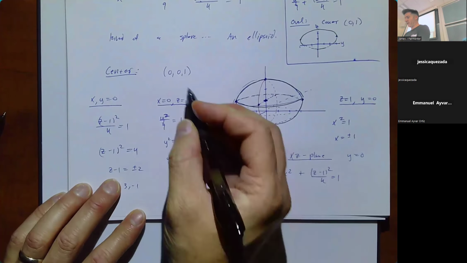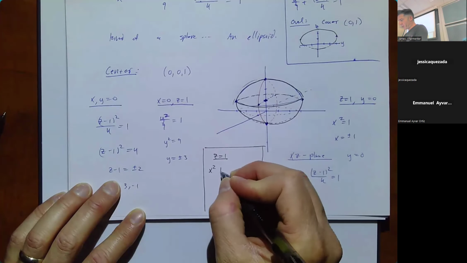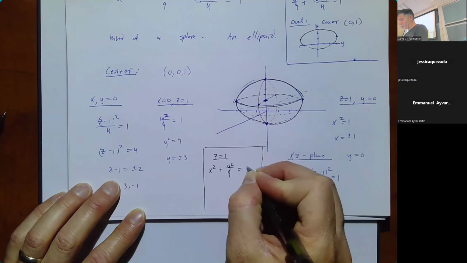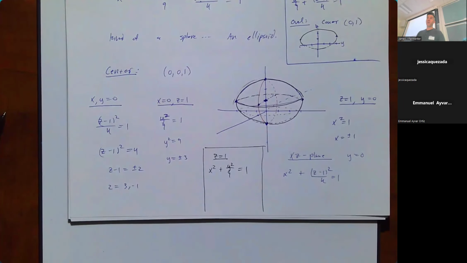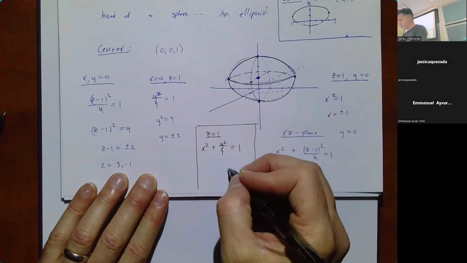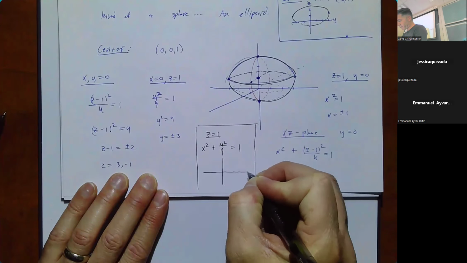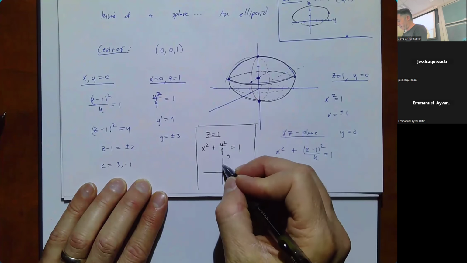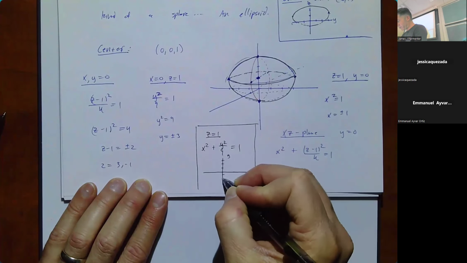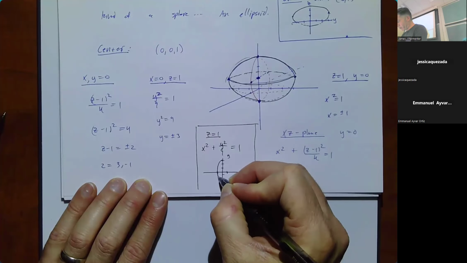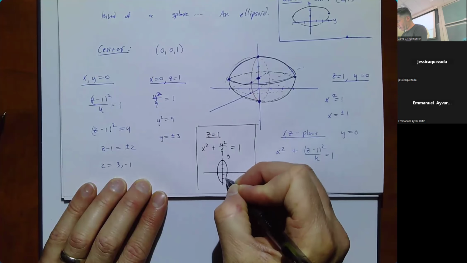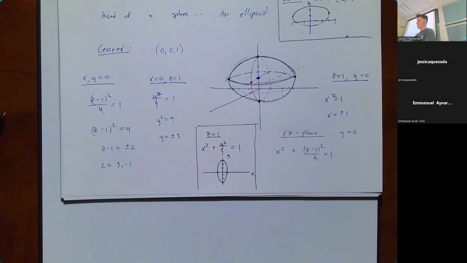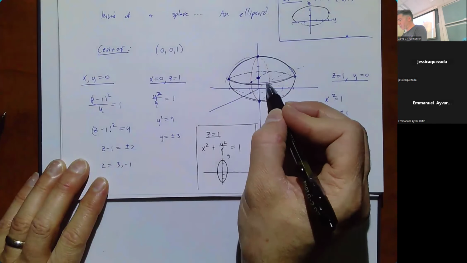So z equals 1, then we're left with x squared plus y squared over 9 equals 1. That's another oval where the center is the origin. And you can go 1 in the x. I've given myself not nearly enough room here. We can go 1 in the x direction and 3 in the y direction. Which is that flat one here, apologies.